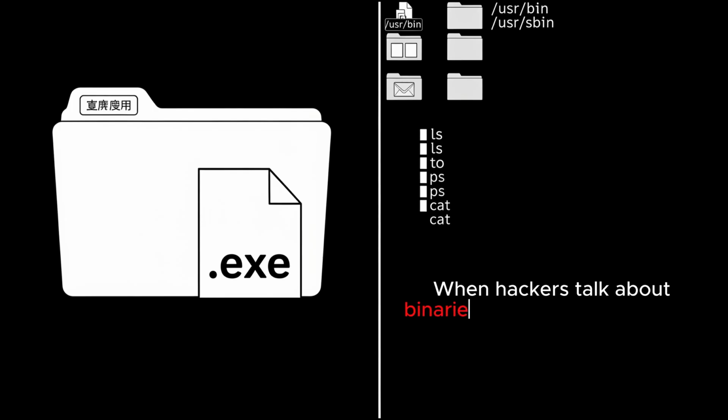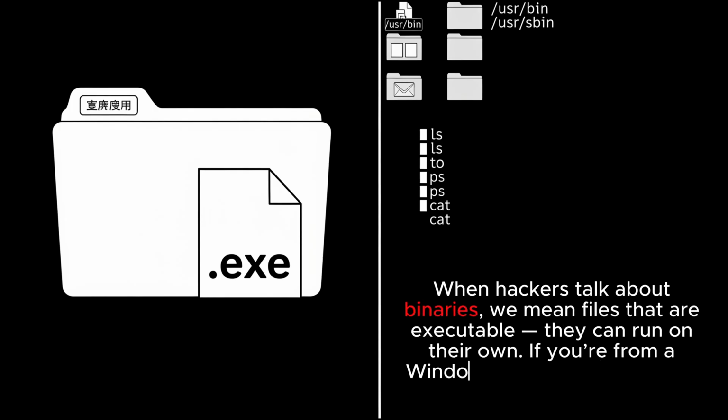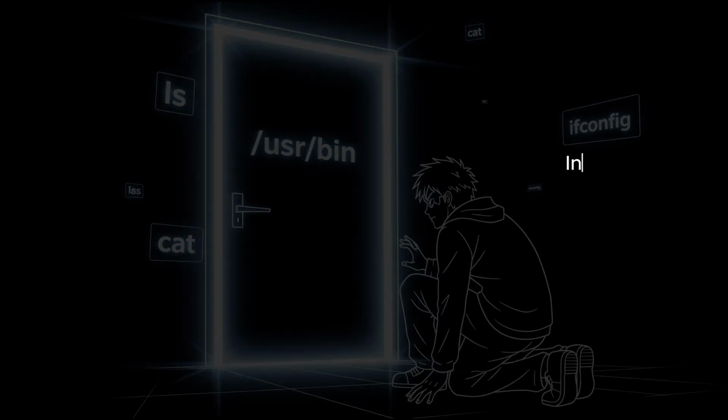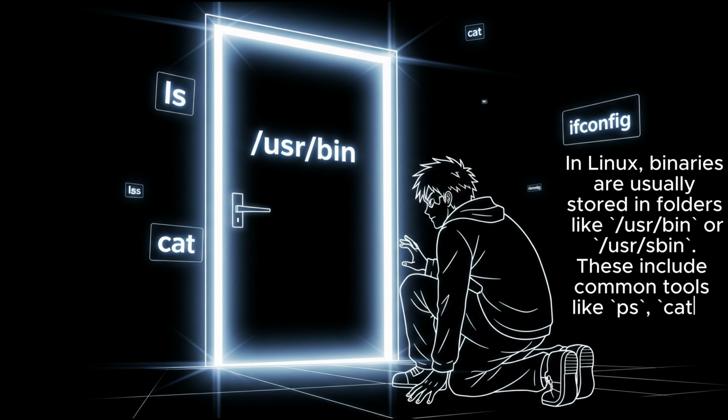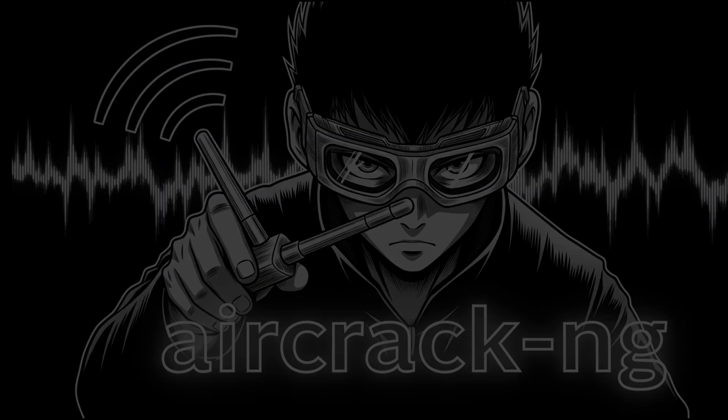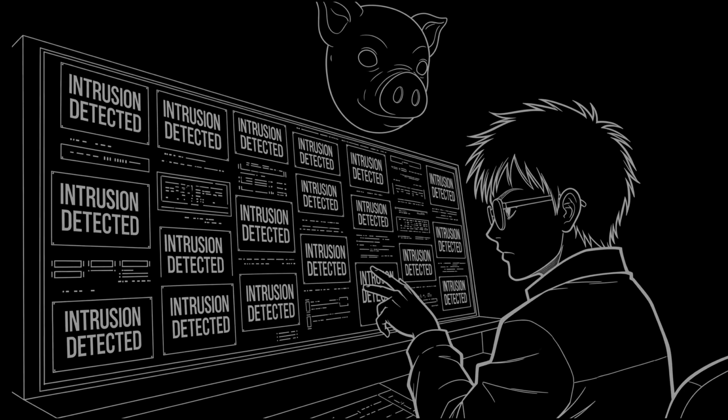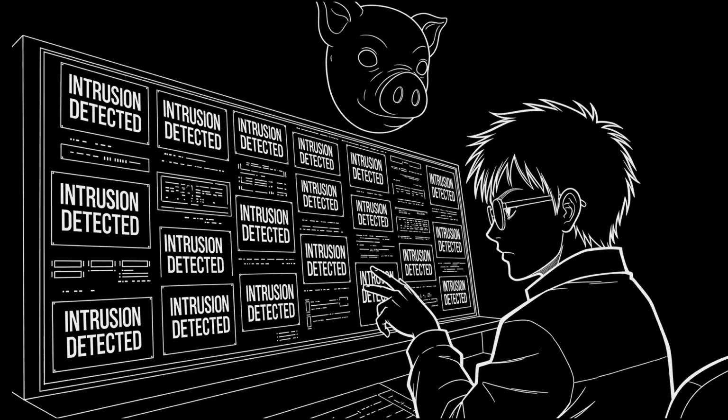First up, binaries. When hackers talk about binaries, we mean files that are executable. They can run on their own. If you're from a Windows background, think of them like .exe files. In Linux, binaries are usually stored in folders like /usr/bin or /usr/sbin. These include common tools like ps, cat, ls, and ifconfig. You'll be using all of these, trust me. Some hacking tools are binaries too, like aircrack-ng, used for wireless attacks, or Snort, used for detecting intrusions.